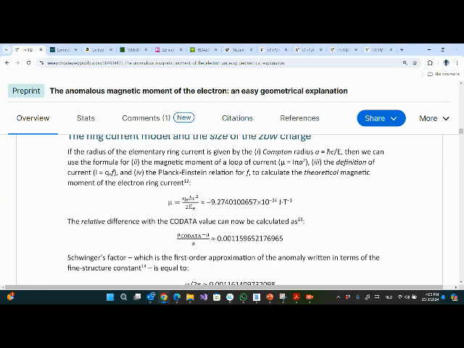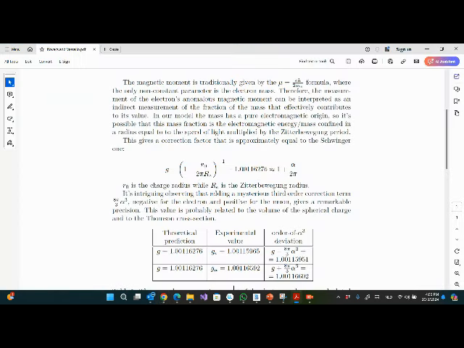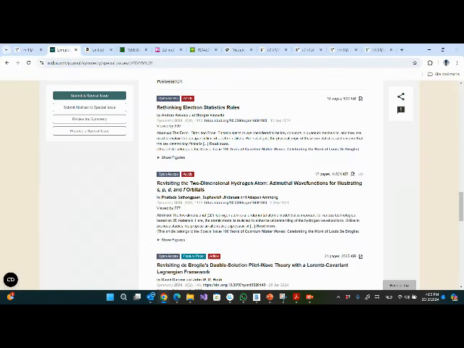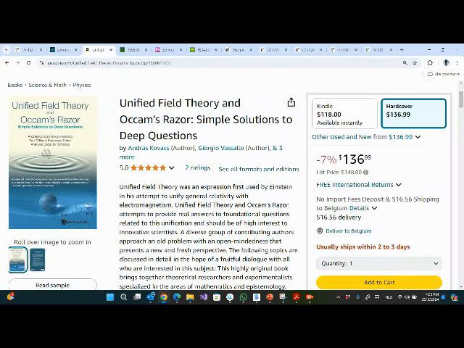H bar c squared times the electron charge divided by 2 times e. I quickly want to show, I said I will go back to these papers, but a paper I admire very much, from a book basically, let me show it.